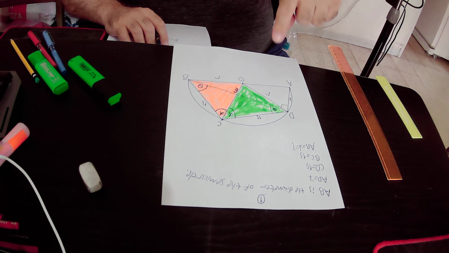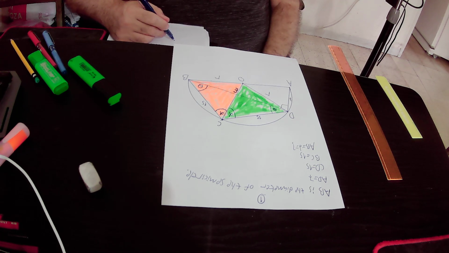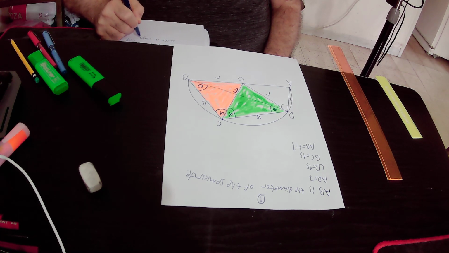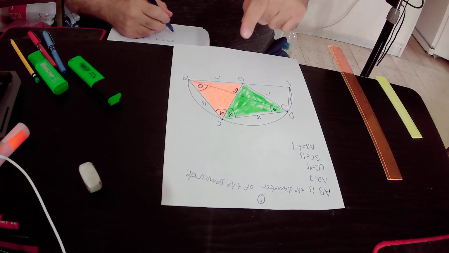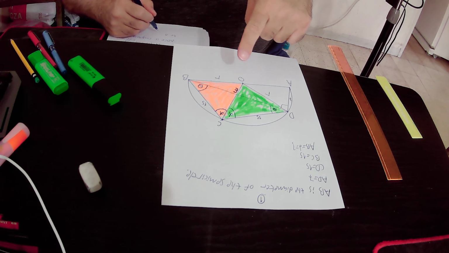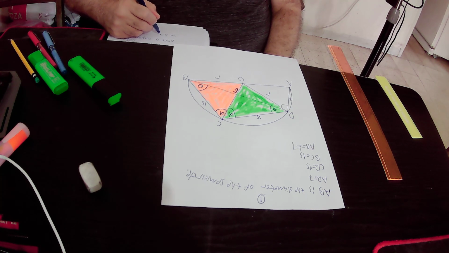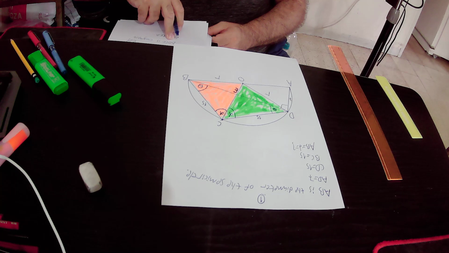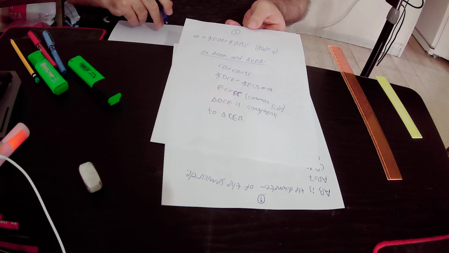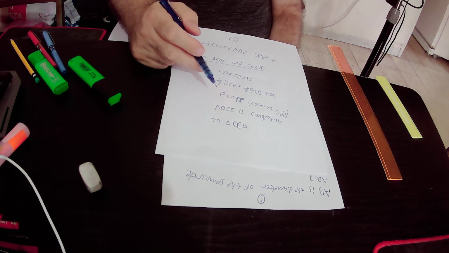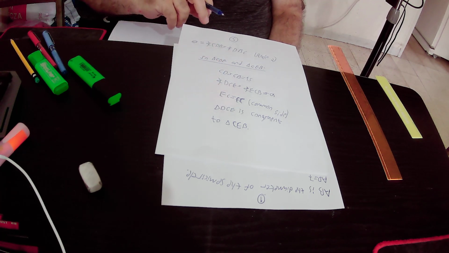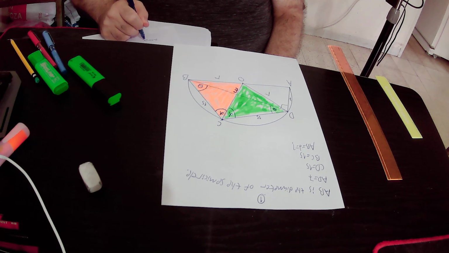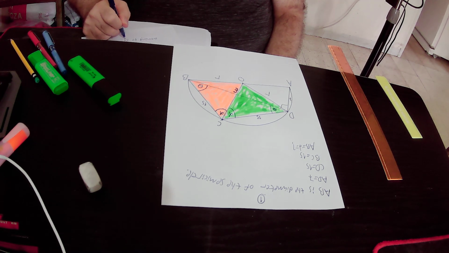Therefore, we actually proved that the green triangle, triangle DCE, is congruent to the orange triangle, triangle CEB. Again, we actually proved that the green triangle, triangle DCE, is congruent to the orange triangle, triangle CEB, according to the side angle side rule.